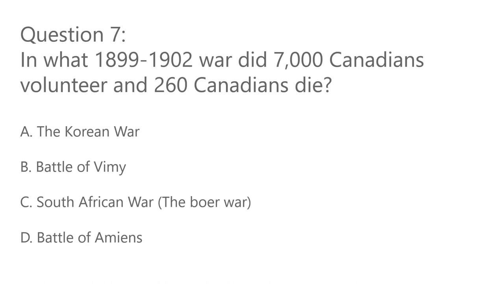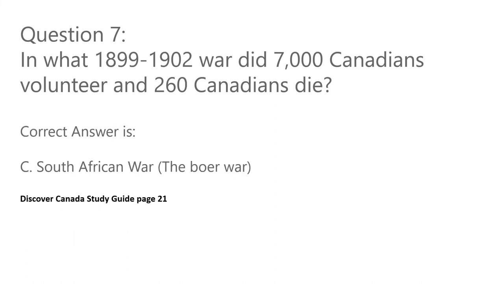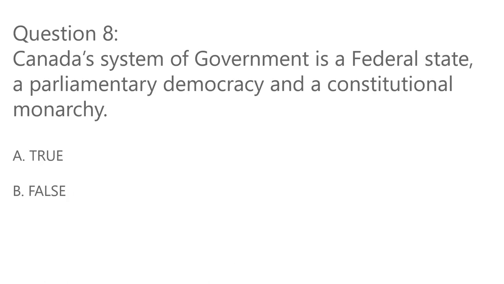Question 7. In what 1899 to 1902 war did 7,000 Canadians volunteer and 260 Canadians die? A. The Korean War. B. Battle of Vimy. C. South African War, the Boer War. D. Battle of Amiens. Correct answer is C. South African War, the Boer War. Discover Canada Study Guide, page 21.